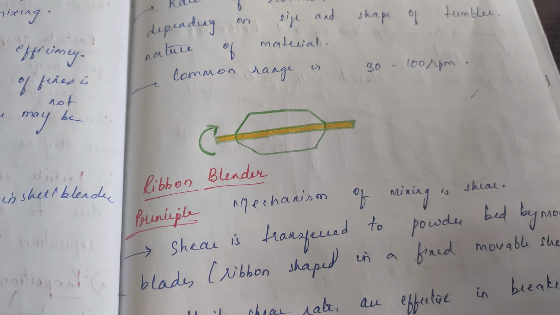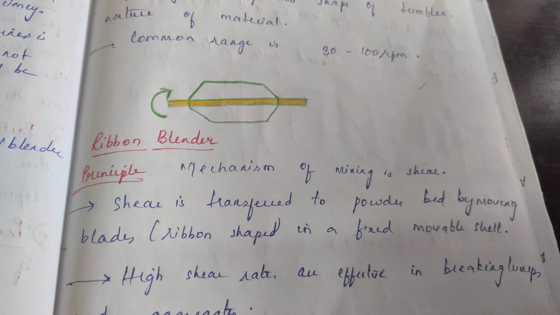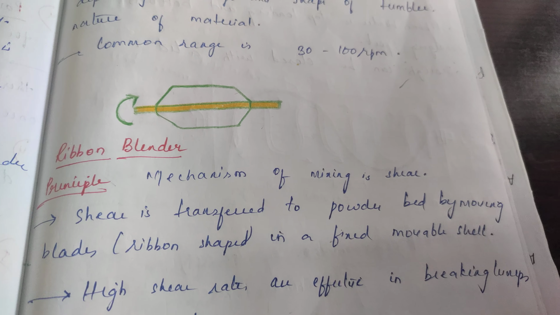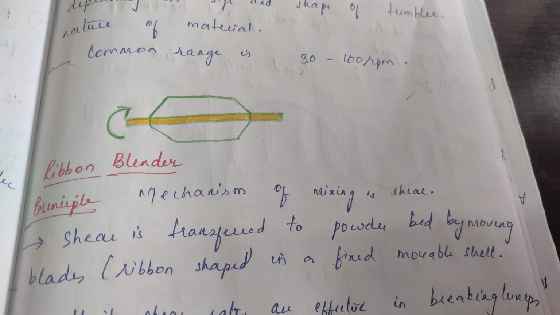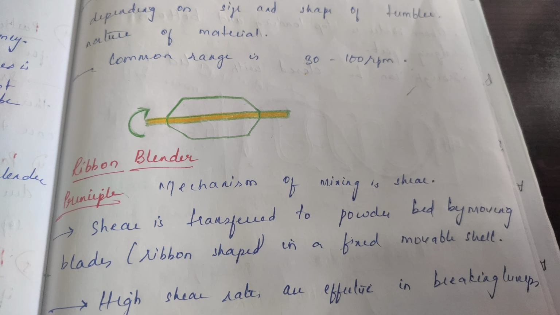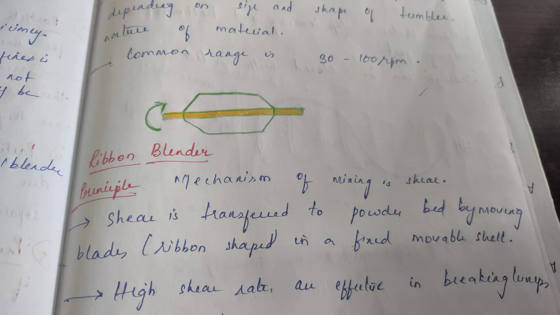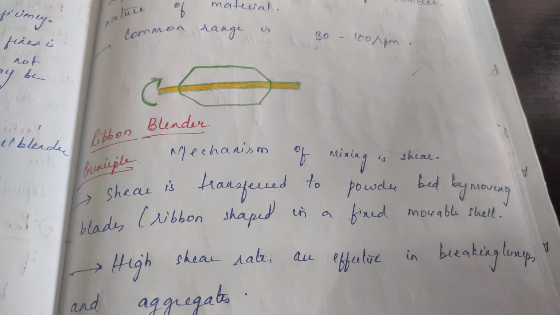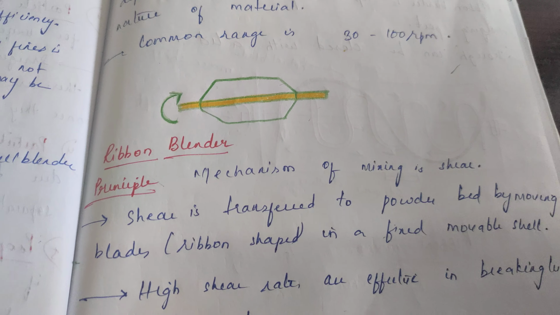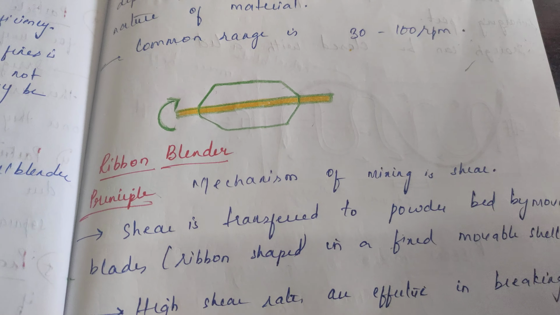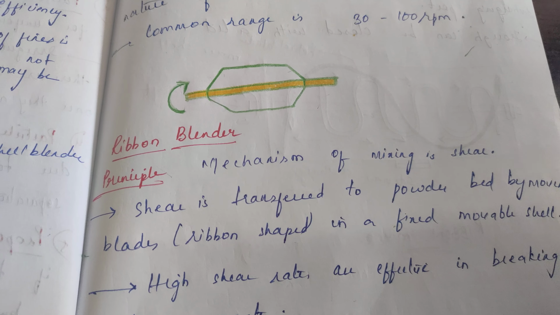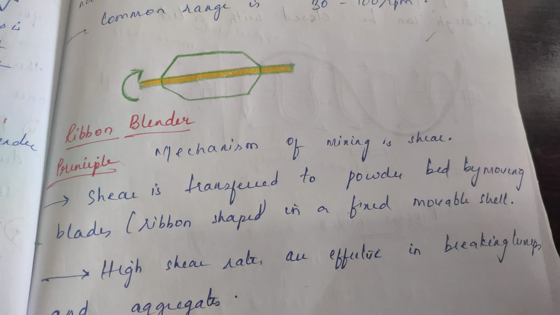Principle. The mechanism of mixing here is shear. What do you mean by shear? Shear is nothing but the tearing of material apart and then mixing it. The word shear means a kind of pressure which causes the tearing or breaking down of the material and mixing of the material. This is called shear.